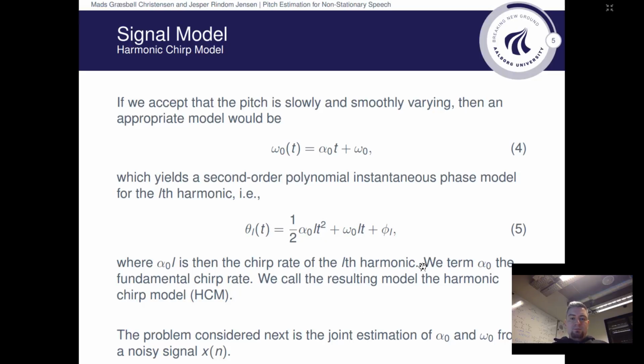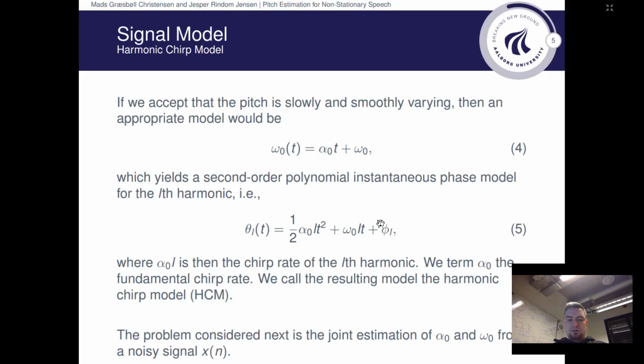Now, if we accept that the pitch is slowly and smoothly varying, then an appropriate model might be something like we have in equation 4, where omega_0(t) is equal to alpha_0 times t plus omega_0 here. And with the integral from before, we can see then that the instantaneous phase for the l'th harmonic is then given by equation 5 here, where we have a half times alpha_0 times l times t squared plus omega_0 times l times t plus the phase offset here. And then this alpha_0 is what we call the fundamental chirp rate, and alpha_0 times l is then the chirp rate of the l'th harmonic.